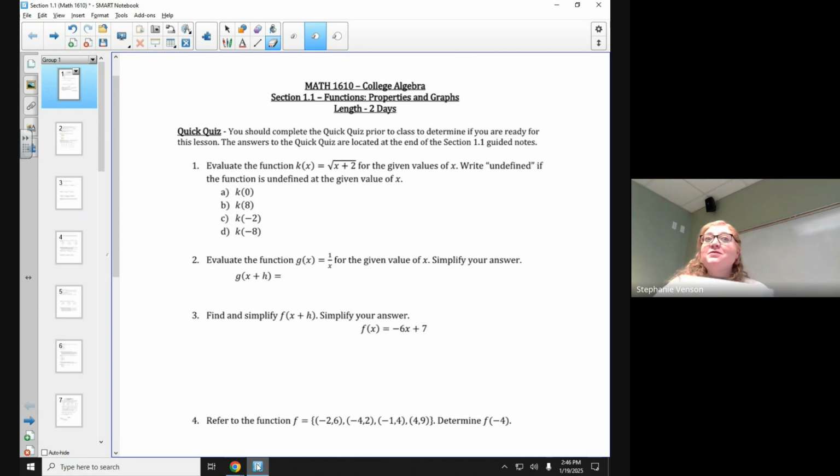Now, since this is the very first lecture of the semester, you're probably not super familiar with the layout of the guided notes, so I wanted to take a moment just to explain a few things. First of all, you'll always see the title up here, Section 1.1, Functions, Properties, and Graphs. Then there's a length. That's not always accurate. Sometimes we have 1 day for this lesson, sometimes we have 2, but that's just generally what we have.